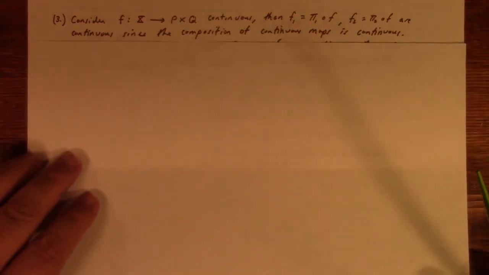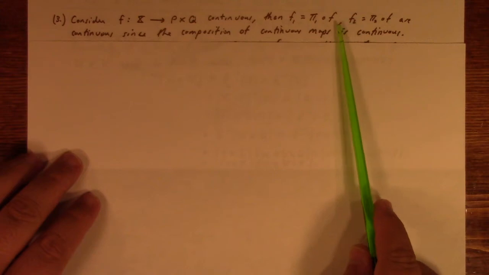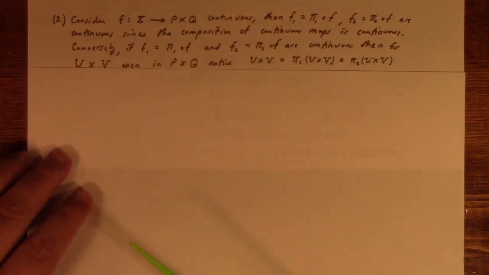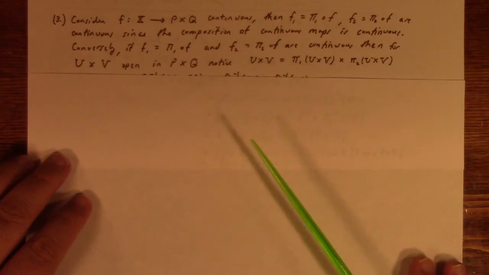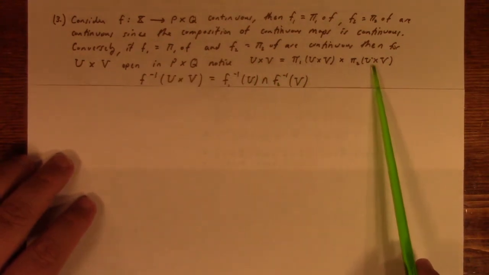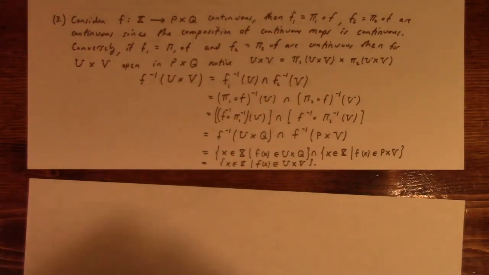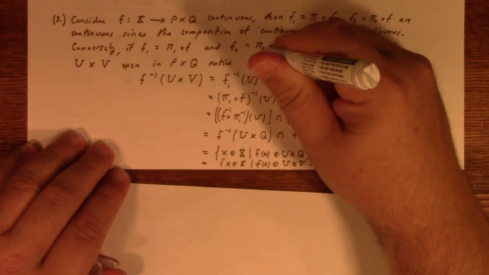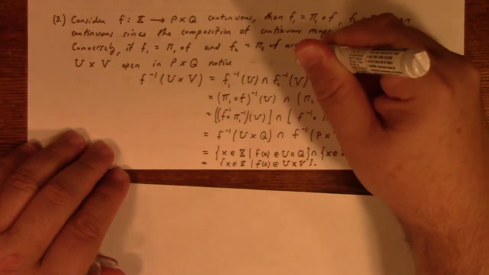Anyway, if we have a continuous map, then the component functions are compositions of the continuous projection and the given continuous function, and hence they're continuous. Conversely, if F1 and F2 are continuous, and we look at U cross V open in P cross Q, then I said notice this. I don't think I actually used that. Let me not notice. I was going to cross that out. I was thinking I was going to go down that path there, but actually in the end I went a different way. So, yes.